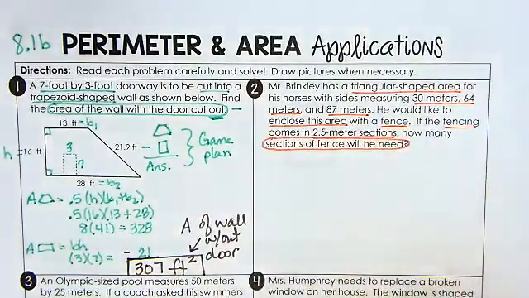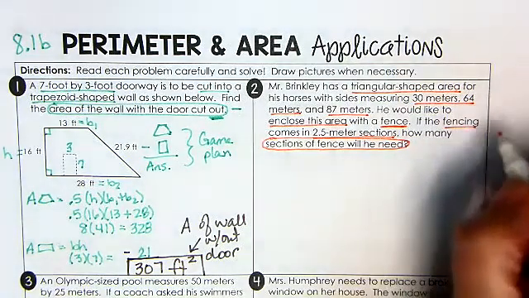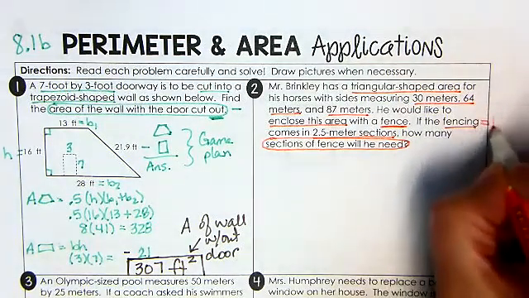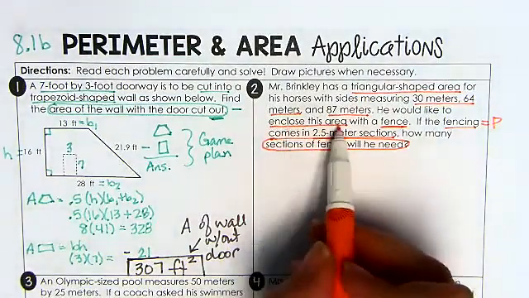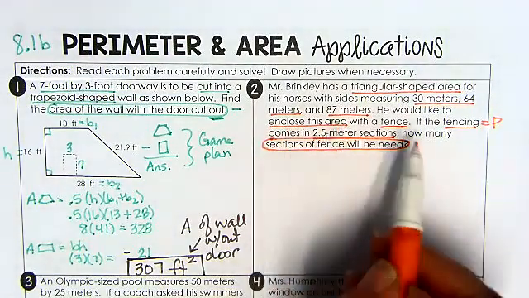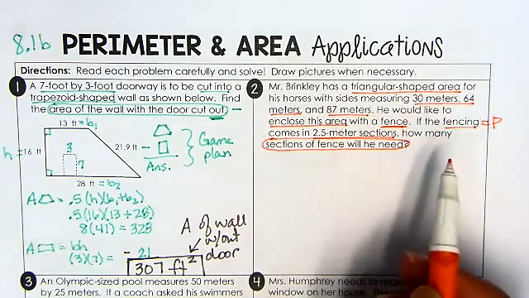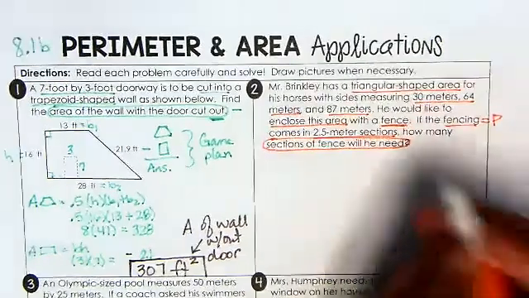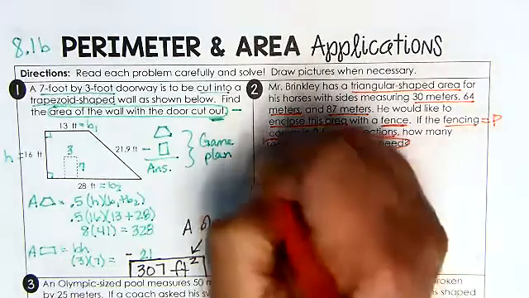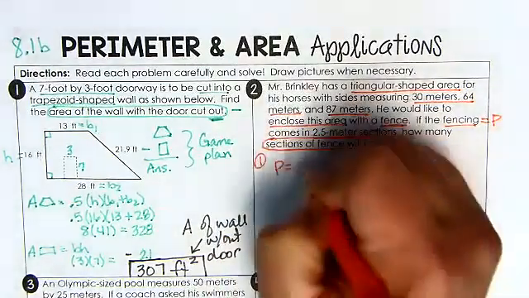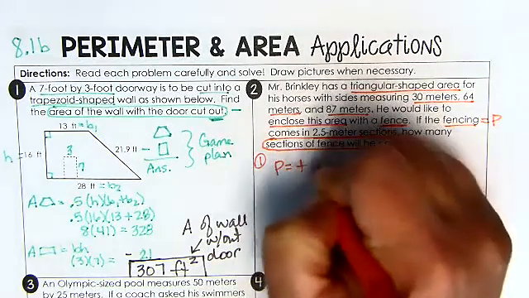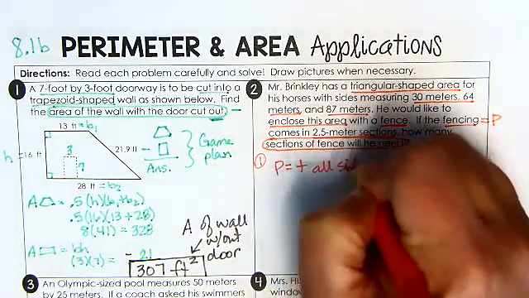Well, since I'm fencing, that means I'm actually finding the perimeter. It says area about enclosing this area, but that could confuse you. Because we're fencing it, we're talking about perimeter. So to find the perimeter of a triangle, the first thing we have to do is find the perimeter, which means that we add all sides.